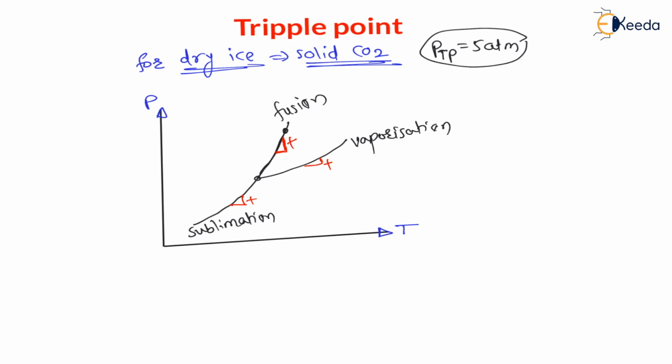Between the fusion and sublimation lines there will be the solid state, between the fusion and vaporization lines there will be the liquid state, between the vaporization and sublimation lines there will be the vapor state. And my dear students, the triple point pressure for dry ice is 5 atmosphere.